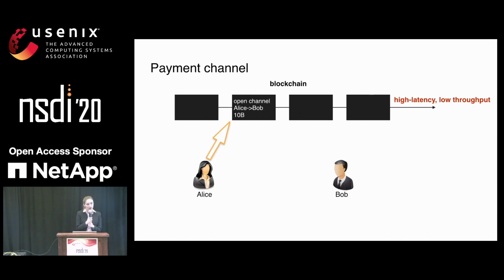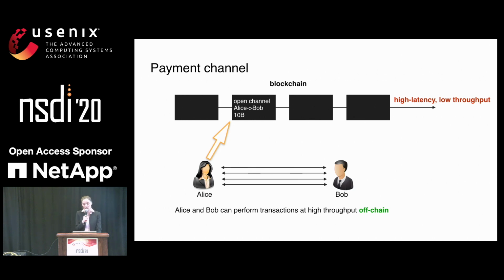Alice can open a channel by just placing a record on the blockchain saying Alice opens a channel to Bob for, let's say, up to 10 bitcoins. So she can lose up to 10 bitcoins to Bob, or spend that much with Bob, but no more than that. Then the nice thing is that Alice and Bob can perform transactions directly with each other, at high throughput, outside of the chain, off the chain. They exchange signatures with each other, saying, okay, Alice says to Bob, I'm giving you 2 bitcoins now, and Alice signs. But all these signatures don't have to show up on the blockchain.